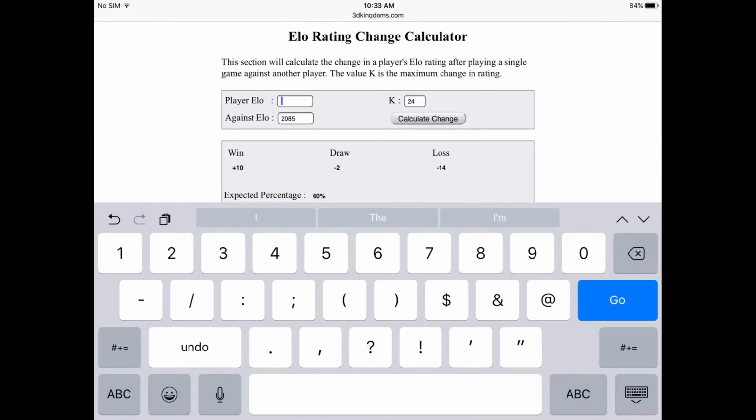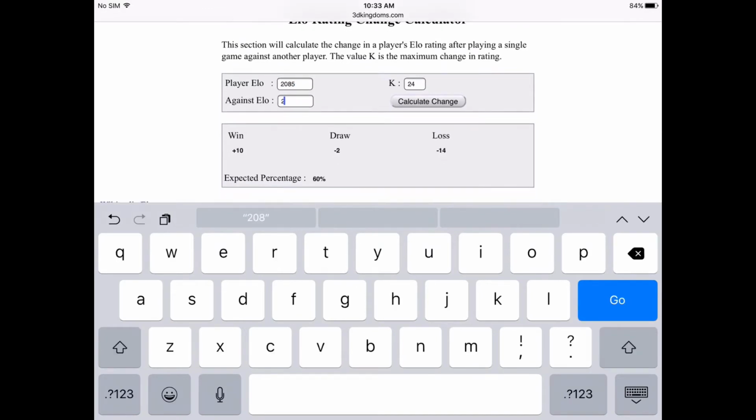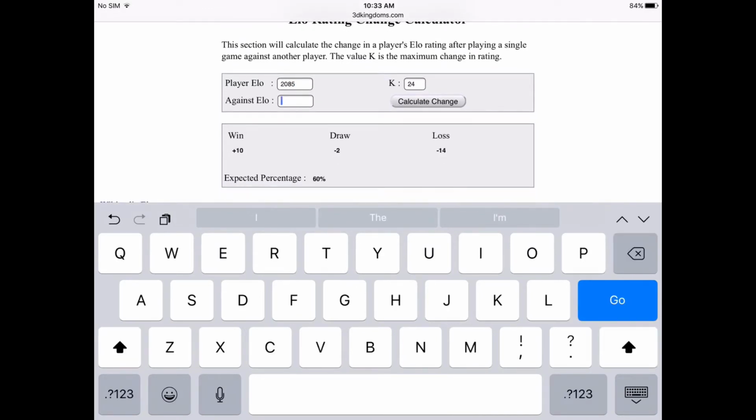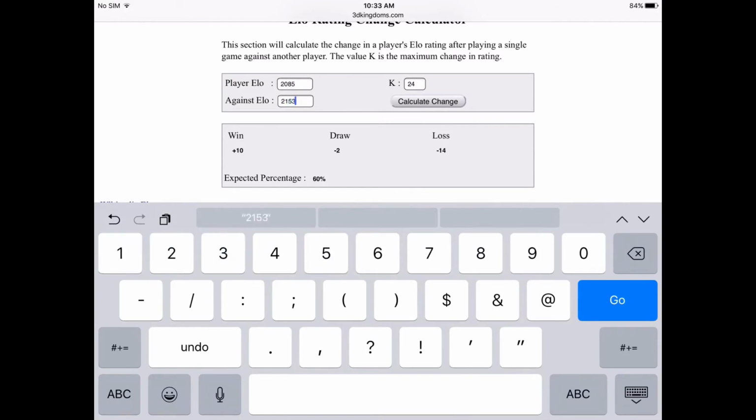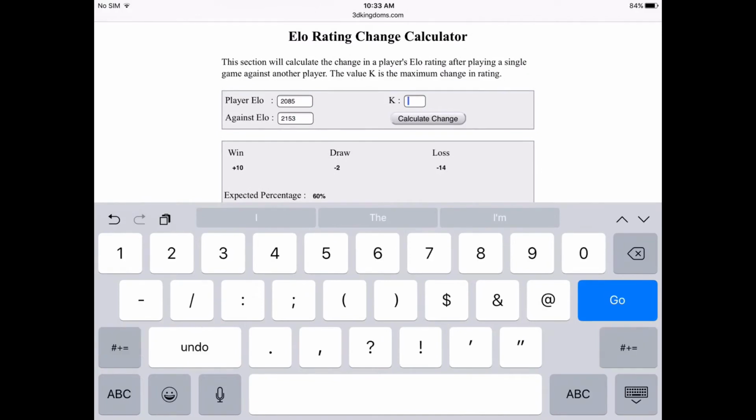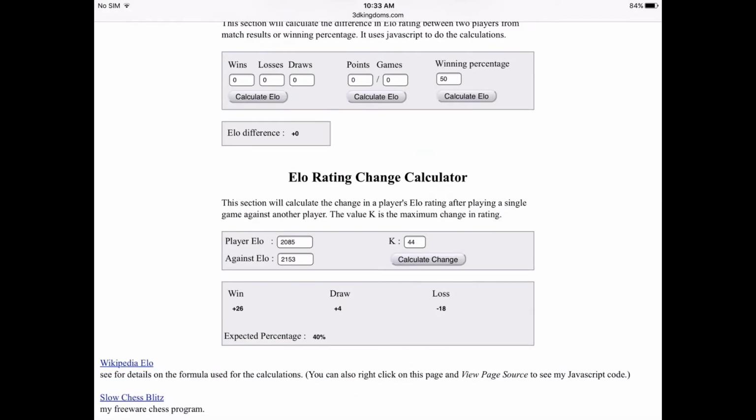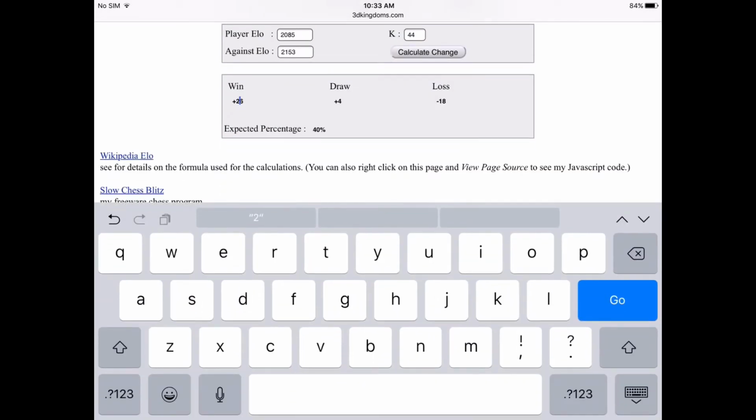Now if Utopia OP were to win, we would put their points of 2,085 in player Elo, and the loser, 2,153. And then the K factor of the 8th ranked clan, which is 44. And that would be plus 26 points for Utopia OP. And if that's confusing to anyone, the way the Elo system works, then I'll put a link on the video so you can look at the history of it.